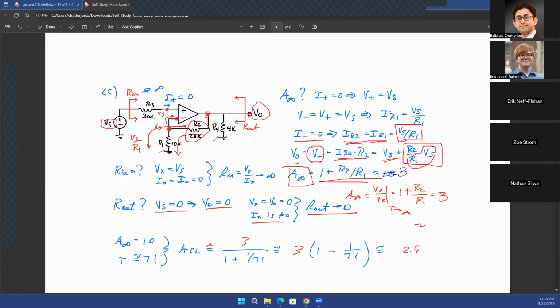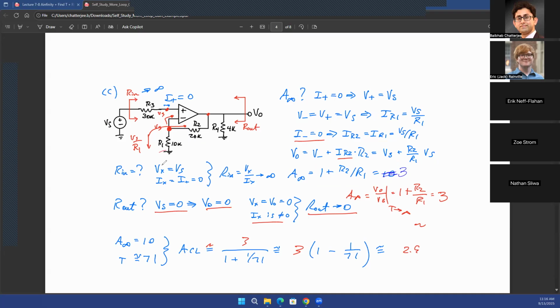Now you know the value of R2, which is 20 kilo ohm. You know the value of R1, which is 10 kilo ohms. So 1 plus R2 over R1 is going to be equal to 3. Right? So that's the amount of gain that you expect from this circuit, or the maximum amount of gain that you can expect from this circuit if the op-amp is ideal.